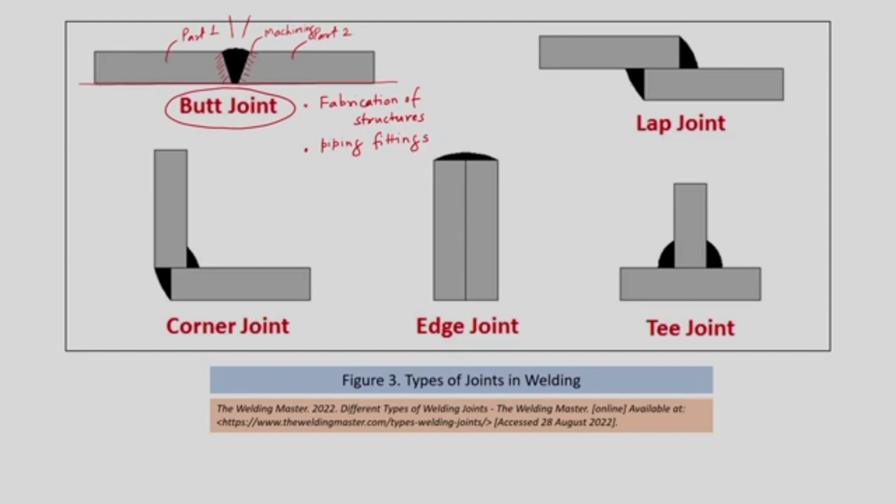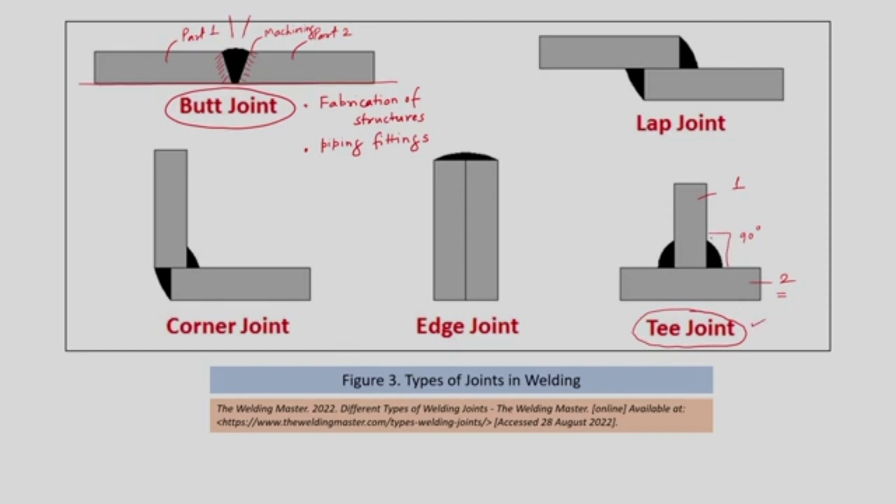So, there is another joint here. Now, instead of having these two parts in the same plane, the parts may be orthogonal to each other, or at 90 degrees with each other. So, consider part 1 is inclined at 90 degrees to part 2, and part 1 is exactly at the middle of part 2. When such a configuration is there, we call this the T joint.